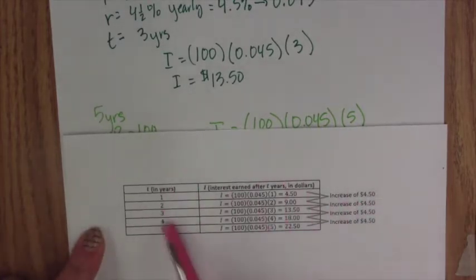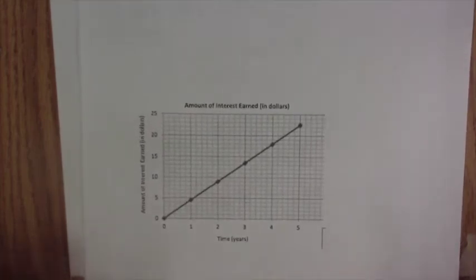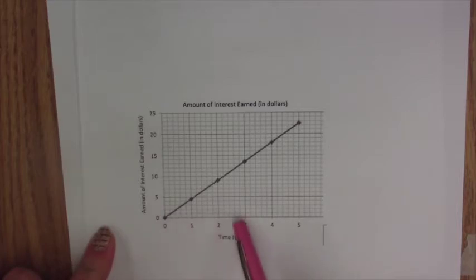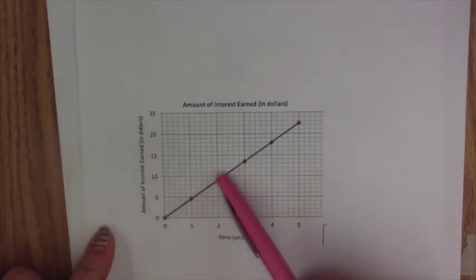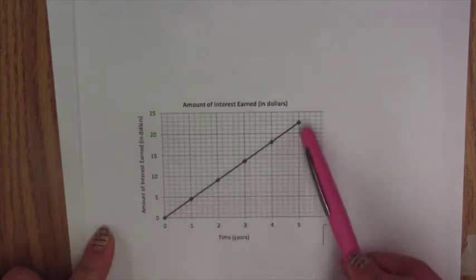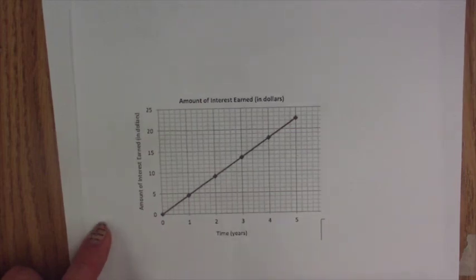What happens if we were to graph this? When we graph this, we get this nice, pretty straight line. So after 1 year, it's $4.50. After 2 years, it's $9. So when we look at this example, we're looking at a proportional relationship, where the rate or the amount of increase for every year is $4.50. So if we were to find our k value, or our constant of proportionality, that value would be the amount of interest earned after 1 year, or $4.50.